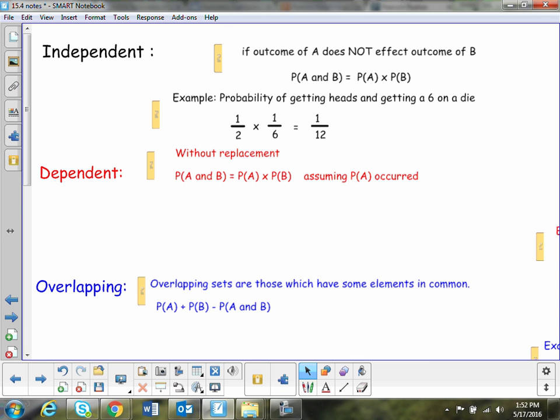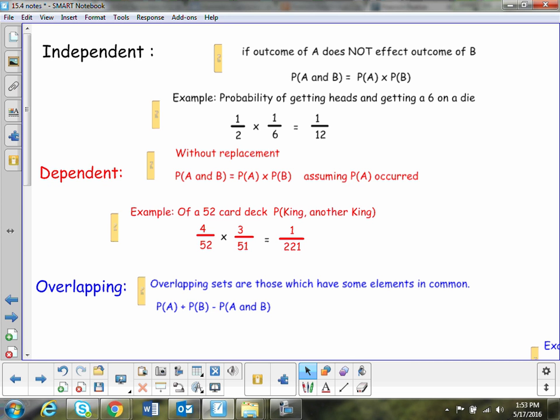Okay, so dependent events. This is without replacement. It's still multiplication in the formula, assuming that event A occurred. So here's the example. You're working with maybe pulling from a bag of marbles or dealing with a deck of cards. So of a 52-card deck, what's the probability of pulling a king and then another king? Pulling a king and then another king.